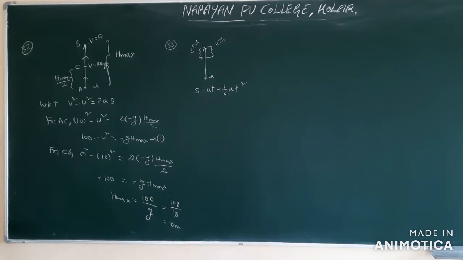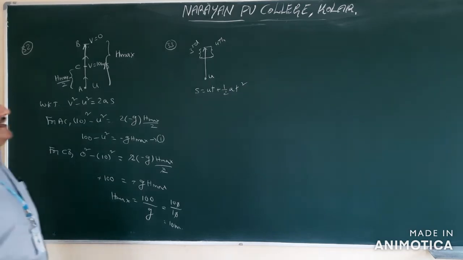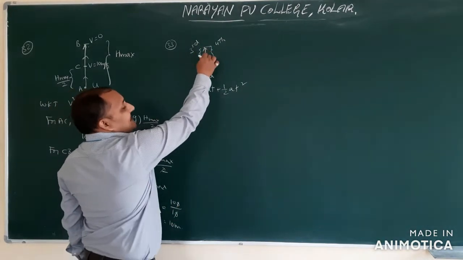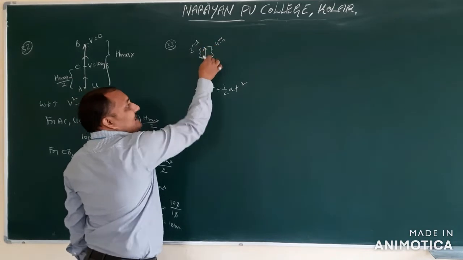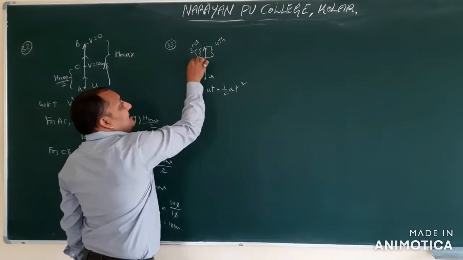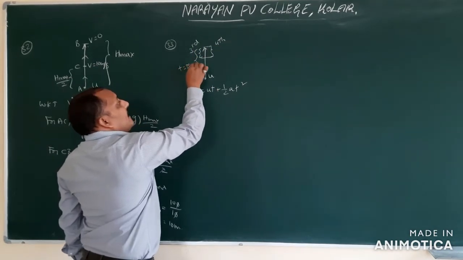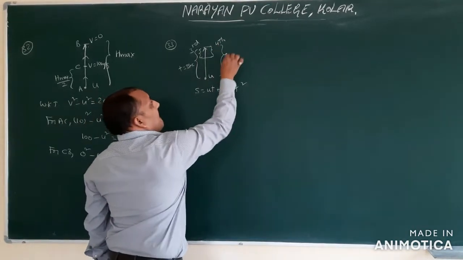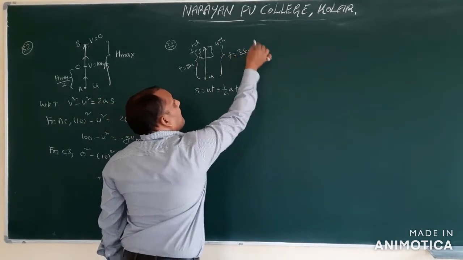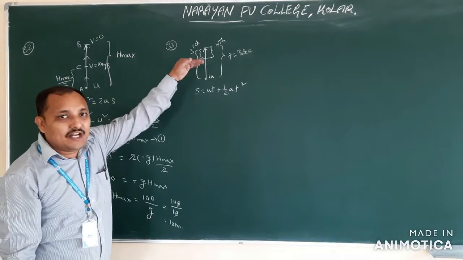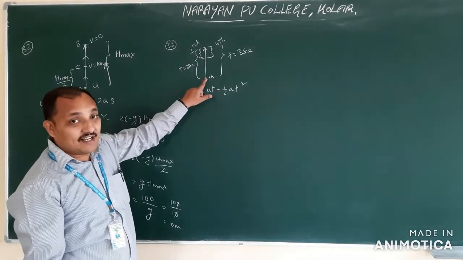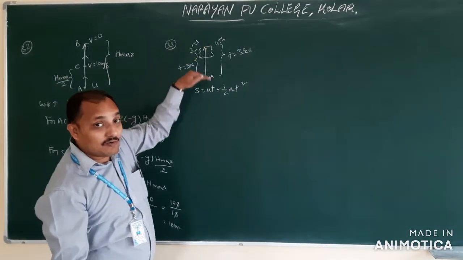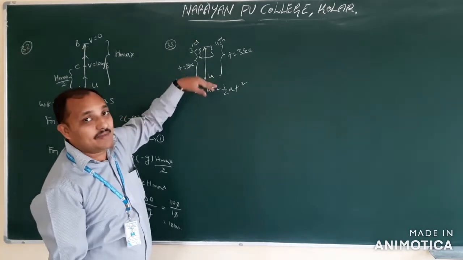They are asking the maximum height attained by the stone. How much height it is reaching in 3 seconds, we have to find. In 3 seconds it is going upwards, and in 3 seconds it is coming downwards. Because we don't know the initial velocity, therefore we are taking downwards. Either upwards or downwards, both will be the same.